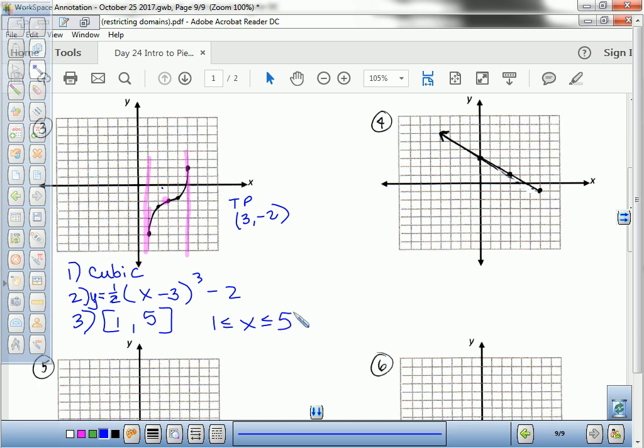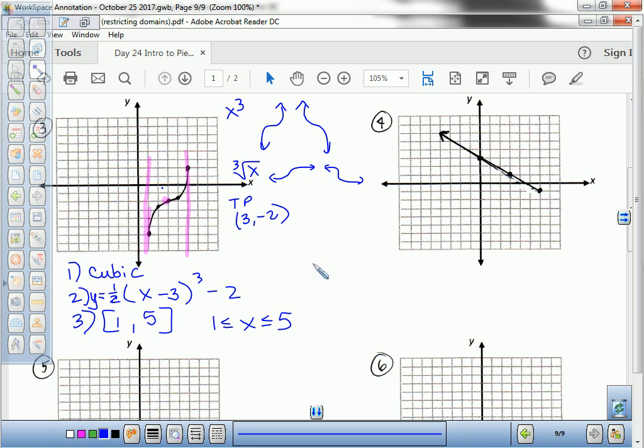From 1 to 5. Yes, ma'am. How do you know whether it's a cube, like a cubic or a cubed root? Okay, so cubics go up and down, up and down. So they'll look like that or like that. Oh, these are the cubics. Now cubed roots go sideways. So they're going to look like this or like this. Okay.